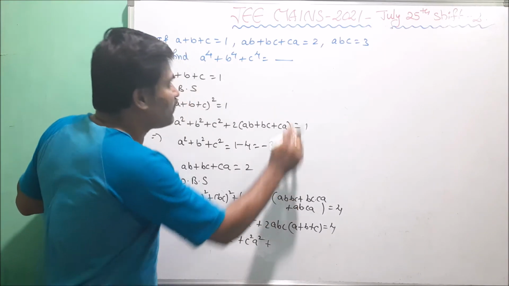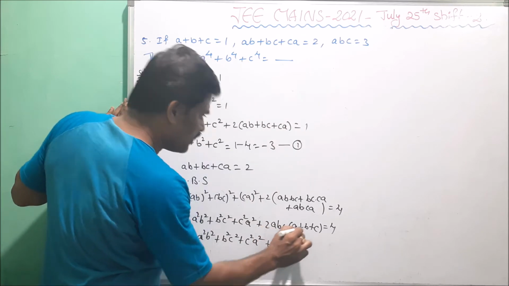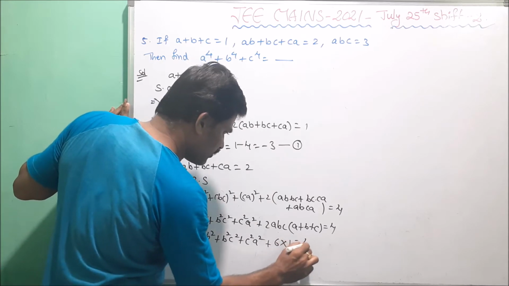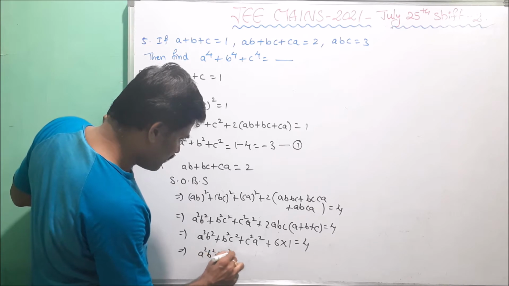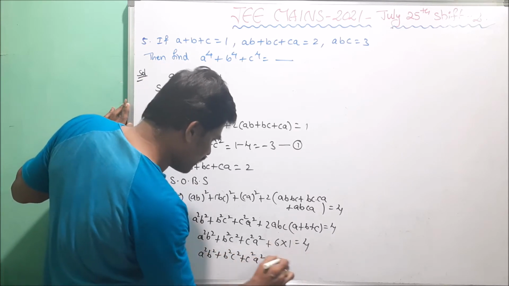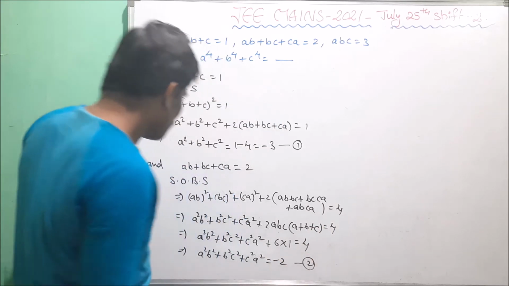Here ABC value will be given, that is 3. 2 3 is 6 into A plus B plus C value, that is the first condition, 6 into 1, that equal to 4. Now here we write A square B square plus B square C square plus C square A square equal to 4 minus 6, that is minus 2. Now this is equation 2.